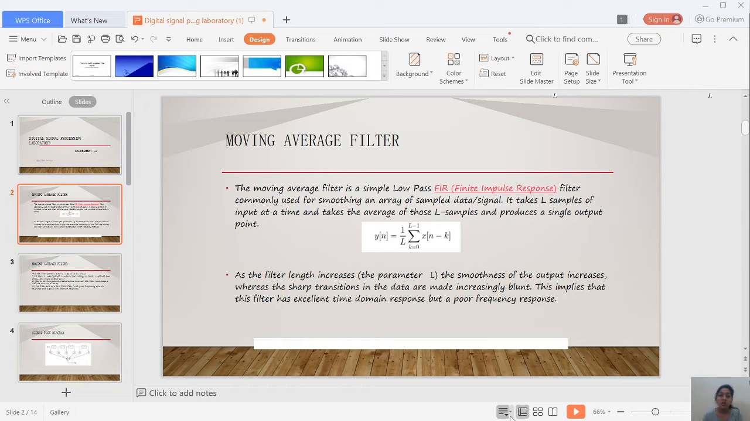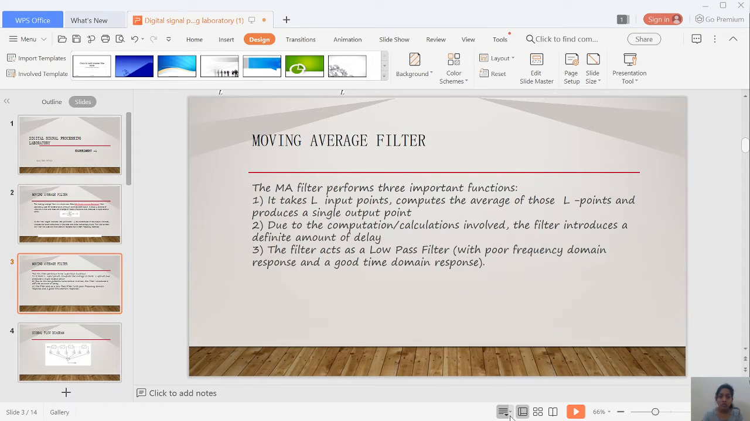It will simply take a window of length L, and it will take the average of all the signals present in the window, and at each point it will give the average of those signals. So as the length of the filter increases, the smoothness of the output increases. But the disadvantage in using this filter is that at high slope points, the data is made increasingly blunt. So this implies that the filter has an excellent time domain response, but a poor frequency domain response.